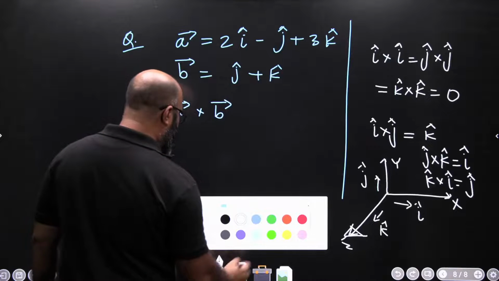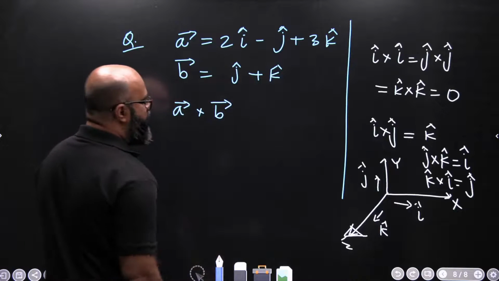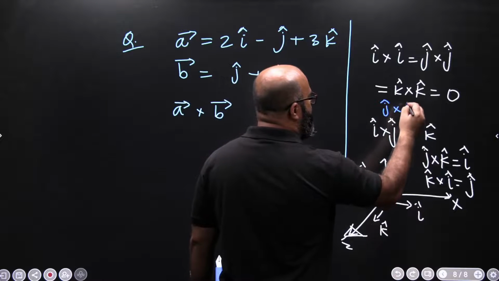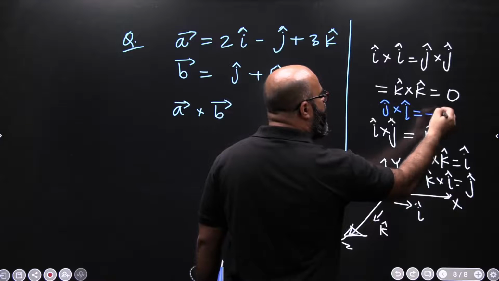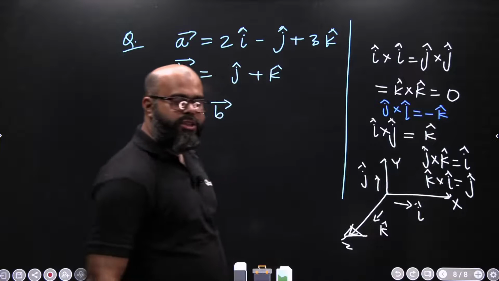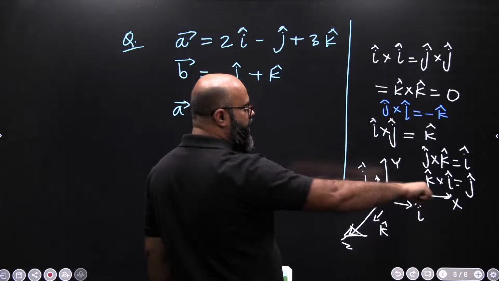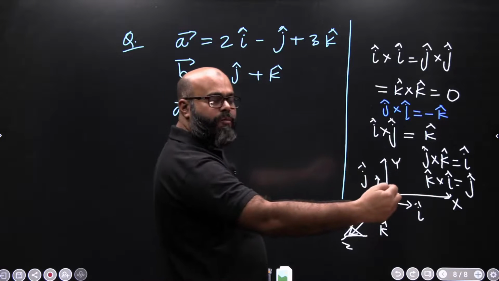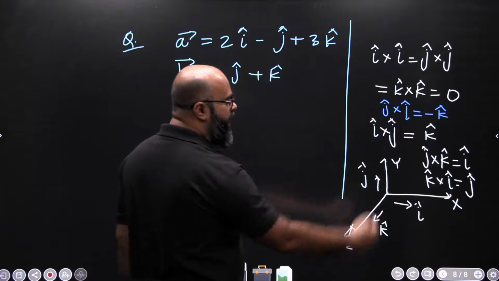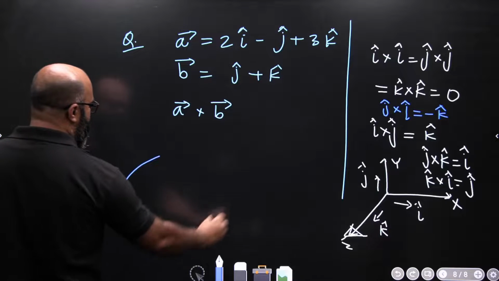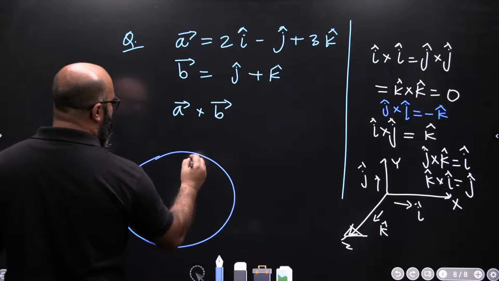Now if it is reversed, like I am not taking i cross j, I am taking j cross i, what would happen? It would be minus k, of course, because A cross B is minus of B cross A. In other words, j cross i would be inward, opposite of the positive z axis, that is the negative z axis.